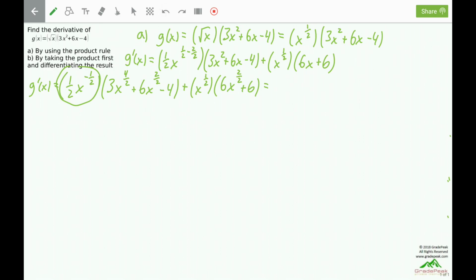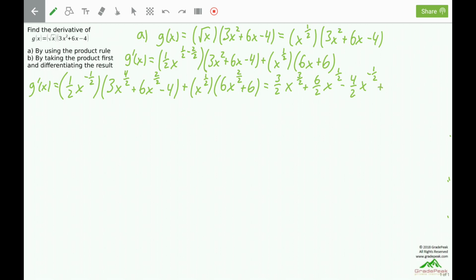The first, we will take 1/2 times 3, which is 3/2. X raised to, and now you add the exponents, negative 1 plus 4 is a 3/2. The next term, we will have a 6 times 1/2, which is 6/2, and x raised to the 2 minus 1, or 1/2. The next term we will have negative 4 over 2. That has no x with it, so you just multiply it with the x to the negative 1/2.